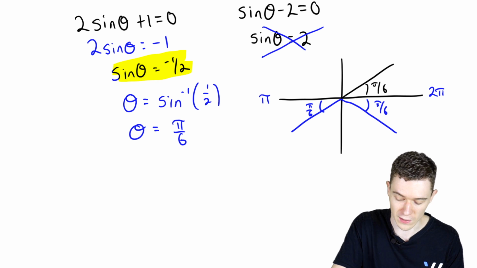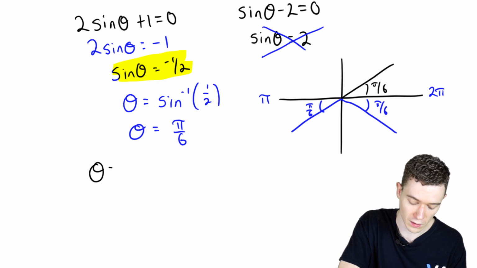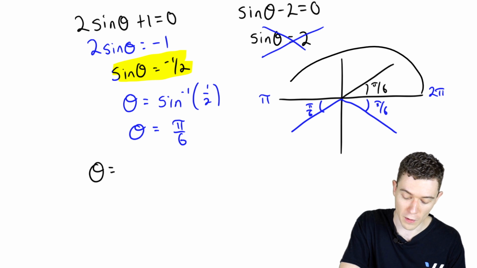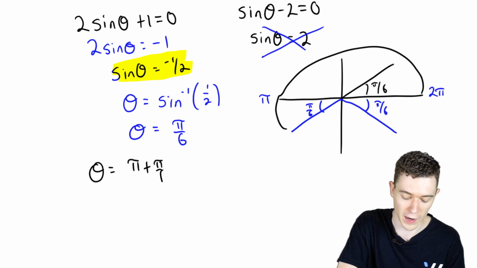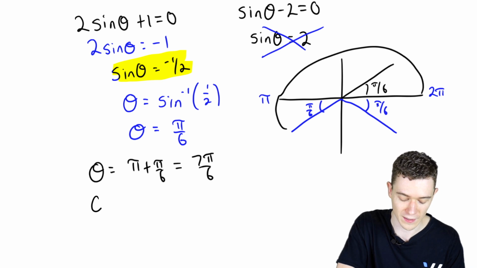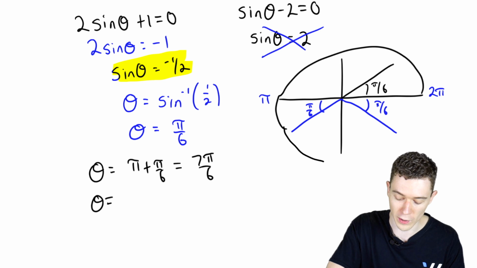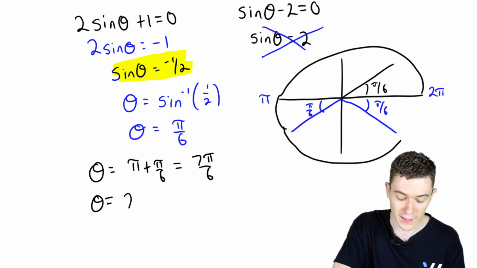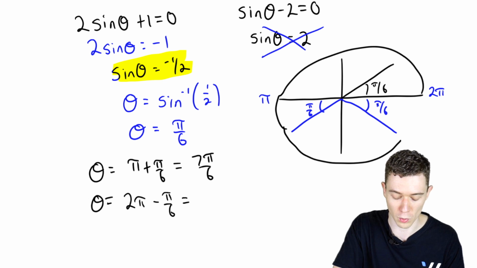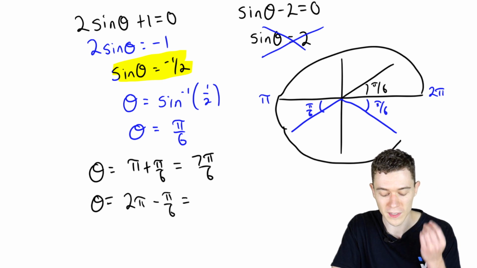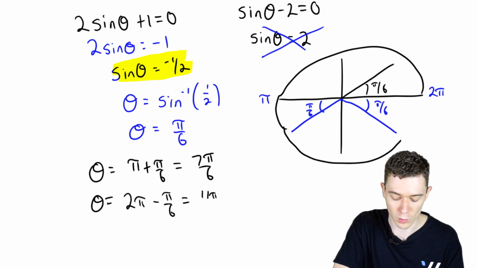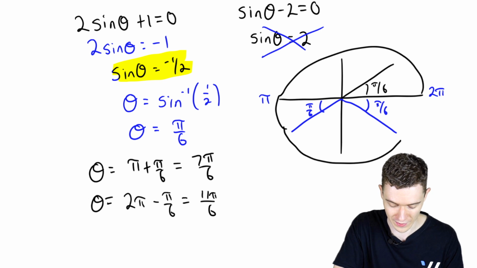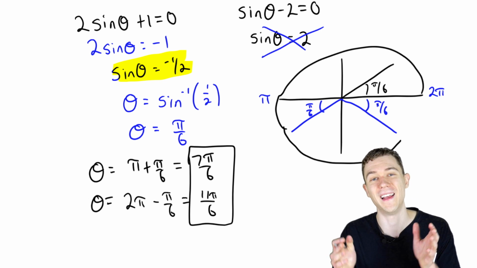So let's do this. Our actual answer will be going around pi and then pi over 6 more. So pi plus pi over 6. That's going to be 7 pi over 6. We also have going around the unit circle 2 pi times less 1 pi over 6 to put us in the fourth quadrant. 12 pi over 6 minus 1 pi over 6 will be 11 pi over 6. Here are our two answers.